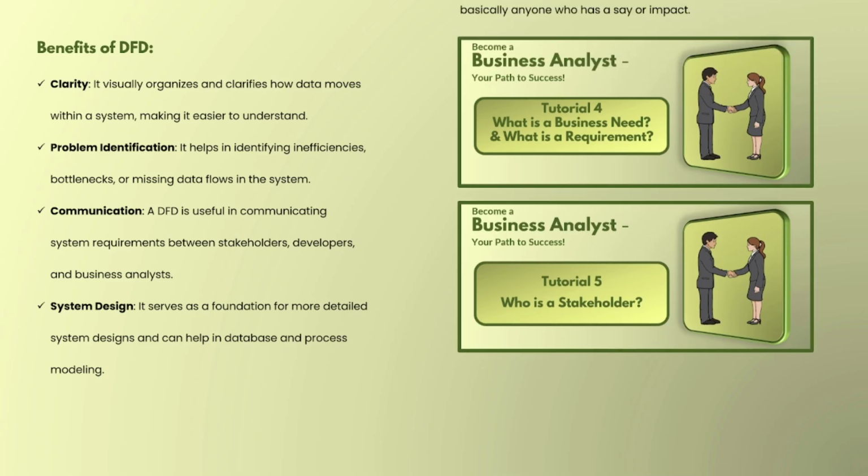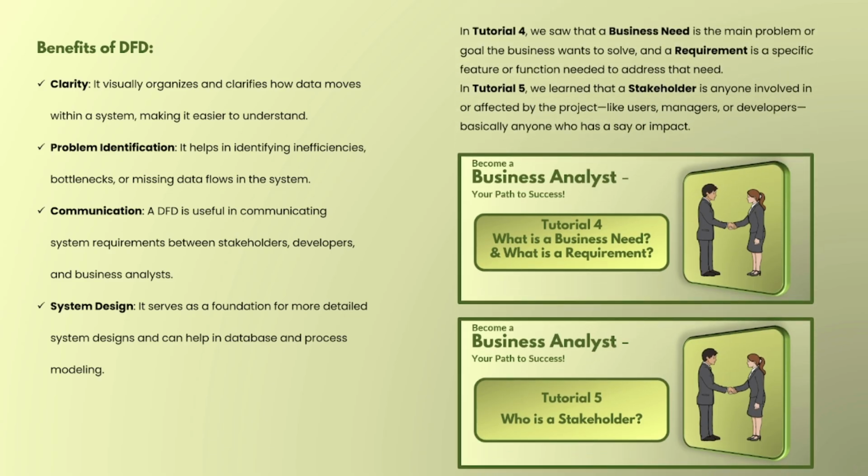Now let's see the benefits of a data flow diagram. Clarity: as we have already seen, it's visually organized and clarifies how data moves within the system, making it easy to understand. Then problem identification: it helps in identifying inefficiencies, bottlenecks, or missing data flows in the system. Then communication: a data flow diagram is useful for communicating system requirements between stakeholders, developers, and business analysts. And system design: it serves as a foundation for more detailed system design and helps in database and process modeling. So we can say that overall a data flow diagram is quite beneficial in the business analysis process.